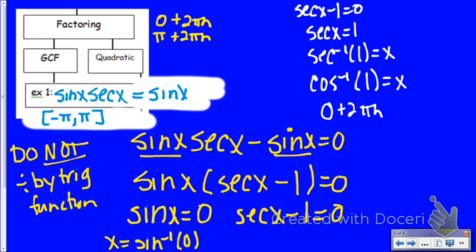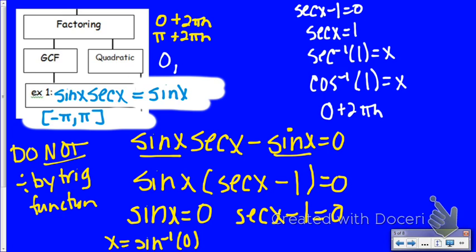Now since that's already included, I can just look at this part of my solution, and I'm trying to find all of the values between negative pi and pi. And they're in brackets, which means that it's included. So I look at my first part of my general solution. 0 is included in that answer. So 0 is part of my answer.